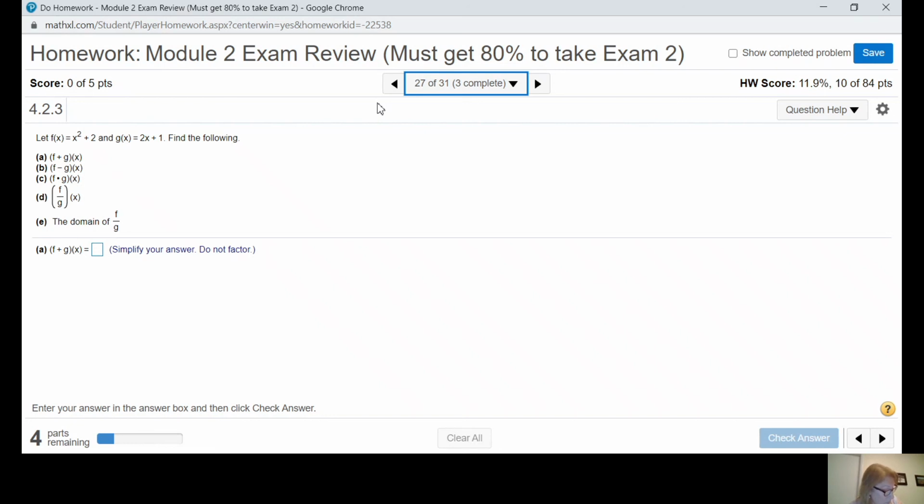The first part is to add them. It doesn't really matter what order you write it in. The second one is to subtract them. That one, the order does matter. The third one is to multiply them. Again, order not important. The last one is to divide. Order is important. And then part E was to state the domain of that last one.